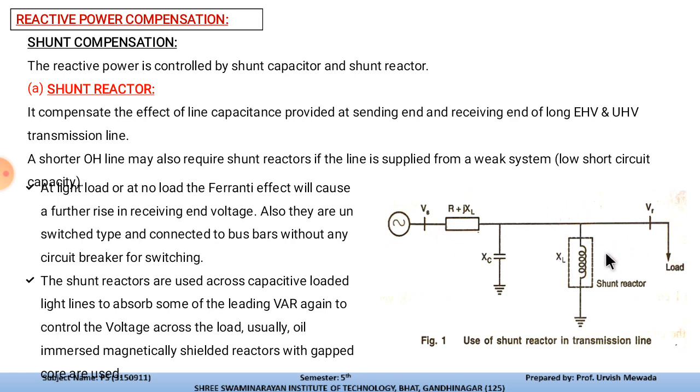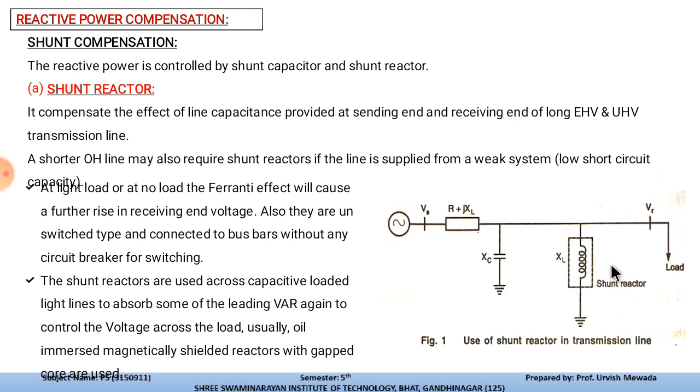And due to this absorption of the leading VAR, we control the voltage across the load. Whenever leading VAR is present in the transmission line, we need to maintain the terminal voltage, or we can say the load voltage. So by placing this shunt reactor, we can absorb that leading VAR in the transmission system, and we can maintain the terminal voltage at the load side, or the receiving end voltage.